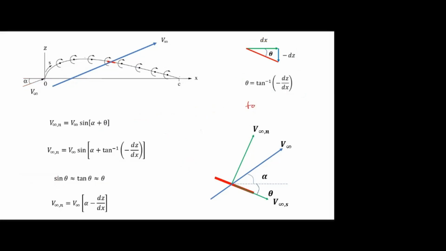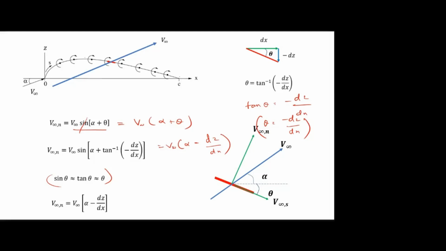That is tan theta is equal to minus dz by dx. So if theta is very small, tan theta we can take as theta, so theta is simply minus dz by dx. And sine theta is also simply theta. So we can write this as V infinity times alpha plus theta. Sine we cancel. Now, in V infinity alpha plus theta, instead of theta we straight away substitute minus dz by dx. That's it. So this is equal to V infinity n. Is it clear?